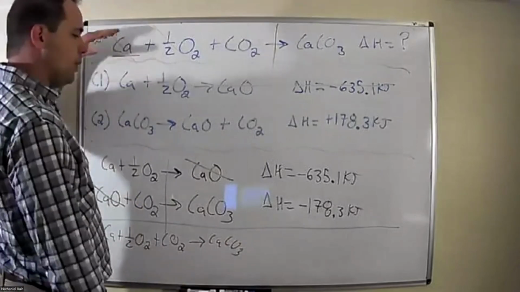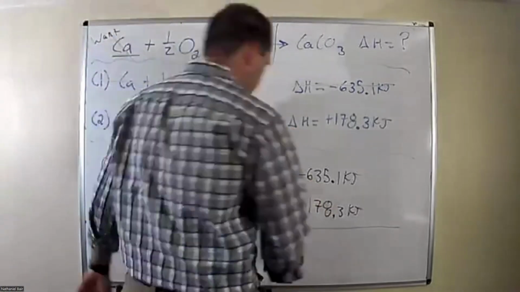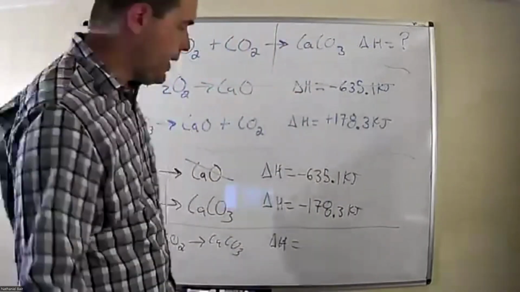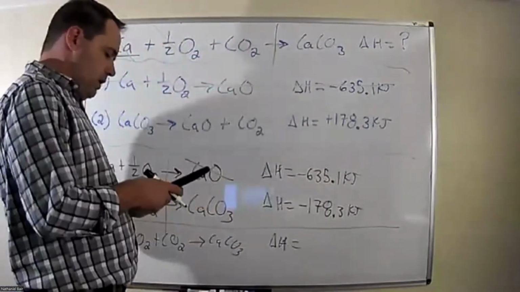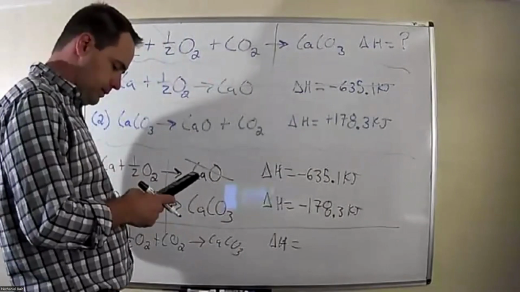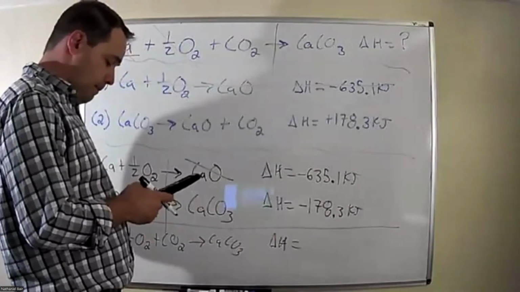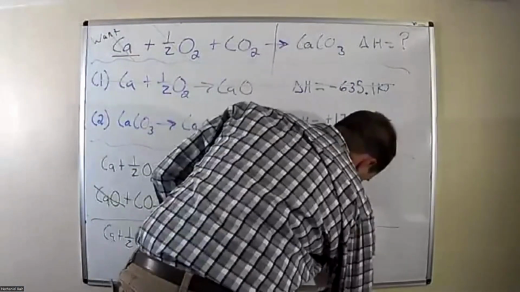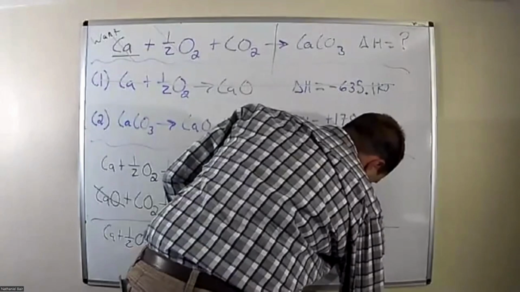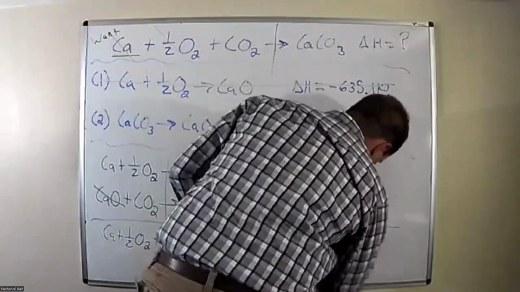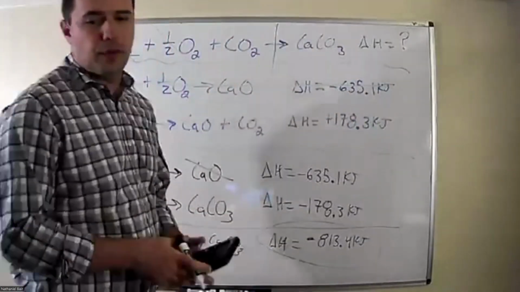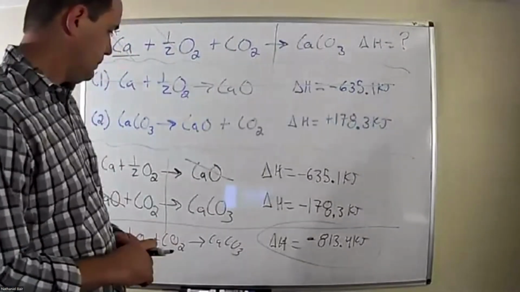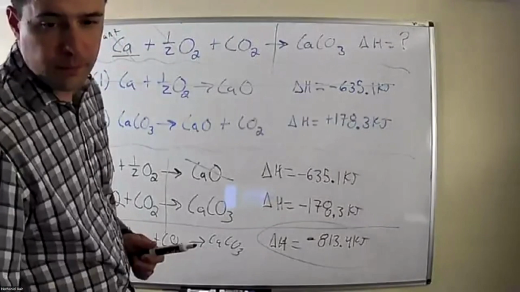Since we got what we wanted, we can just add up the enthalpies. A negative 635.1 minus 178.3 is a negative 813.4 kilojoules. Again, exothermic reaction. Cool.